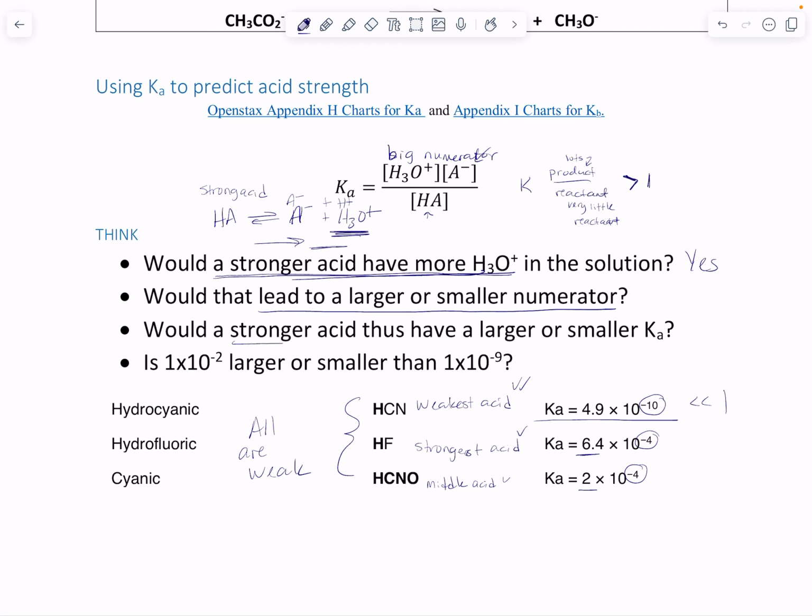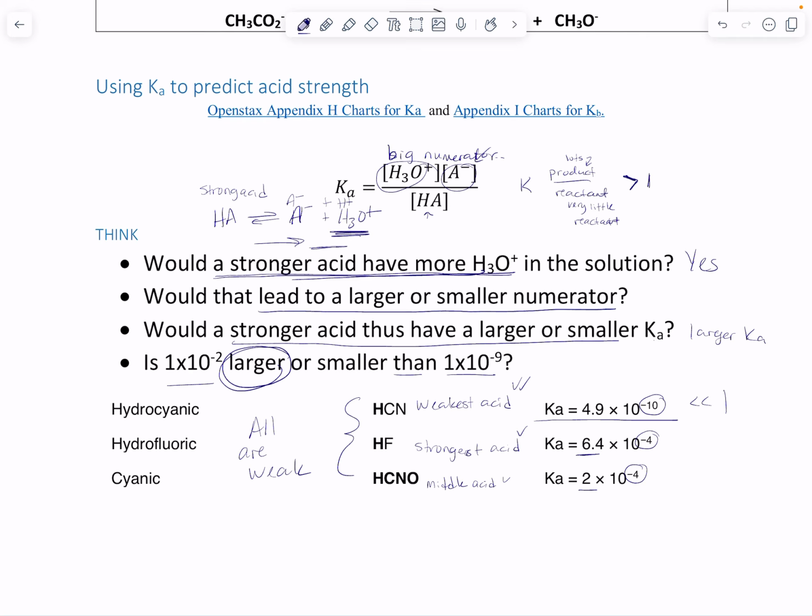Would a stronger acid have a larger or smaller Ka? Well, the stronger the acid, the more of this and this, so the bigger my numerator, and so the larger my Ka. And is this larger or this? This number is for sure larger than that number.